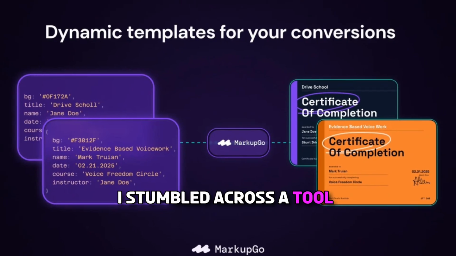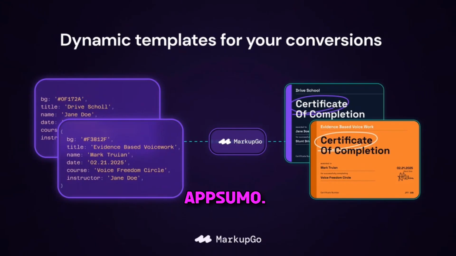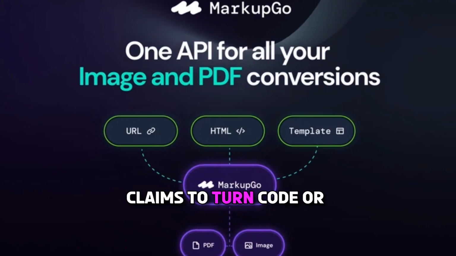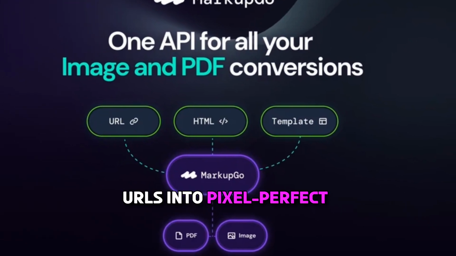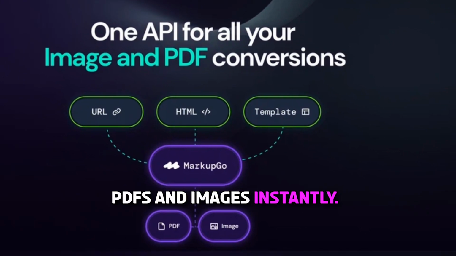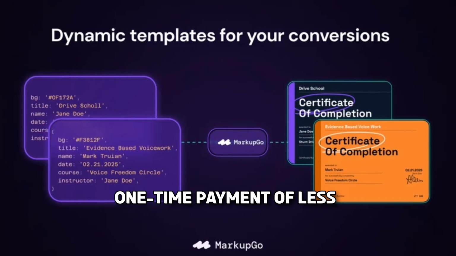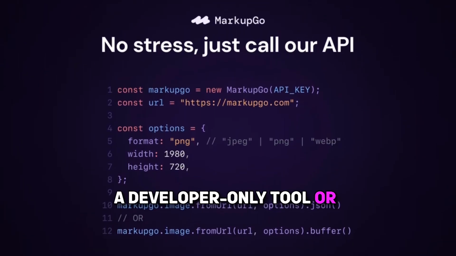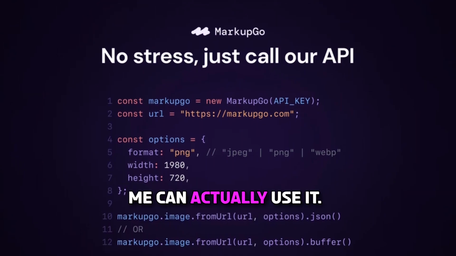I stumbled across a tool called MarkupGo on AppSumo. It's an API platform. Don't let that scare you. That claims to turn code or URLs into pixel-perfect PDFs and images instantly. And the price? It's a one-time payment of less than $50. So, stick around. We're going to find out if this is a developer-only tool or if a regular person like me can actually use it.